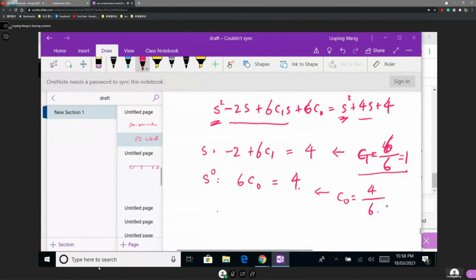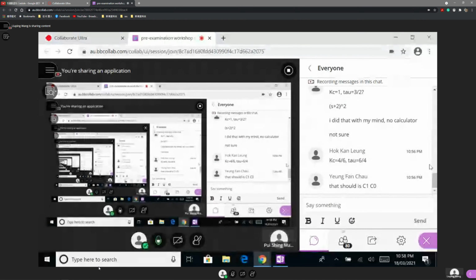KC equal to what? KC equal to 1, right? Tau I equal to, what is it? C1 over C0, right? Okay, so it's going to be 4 over 6. Yeah. And okay, got a KC wrong.